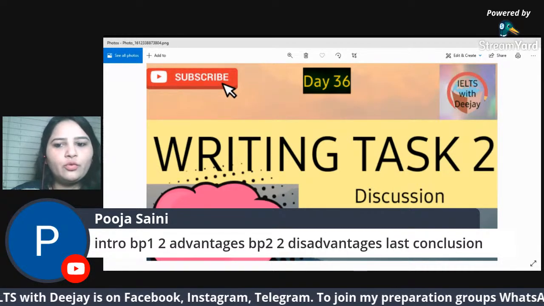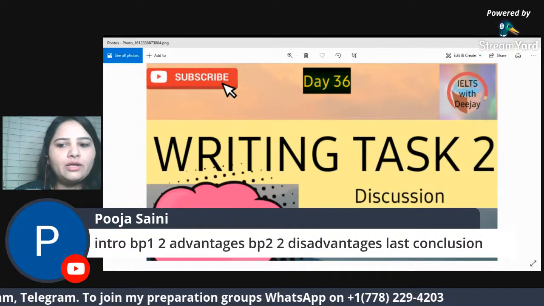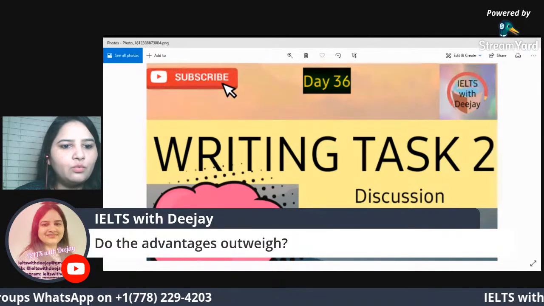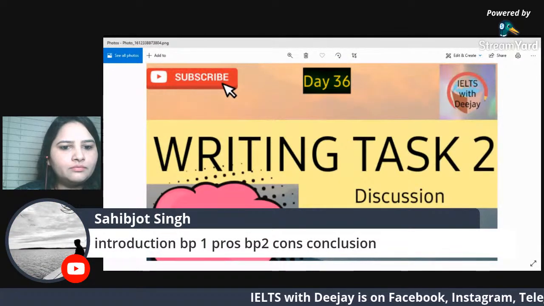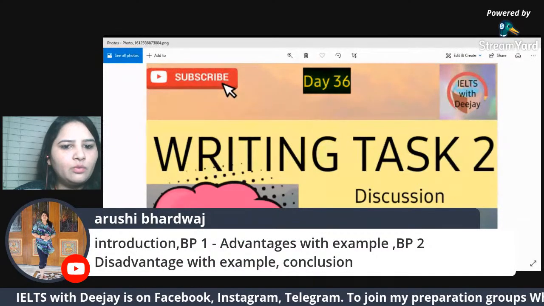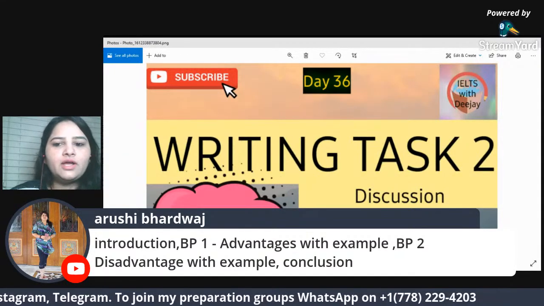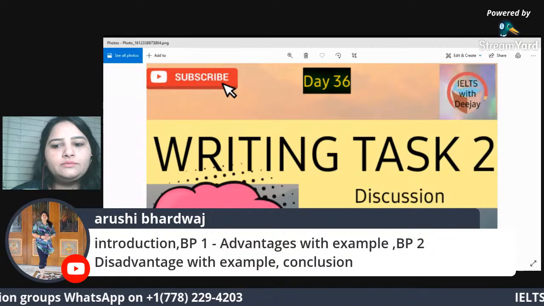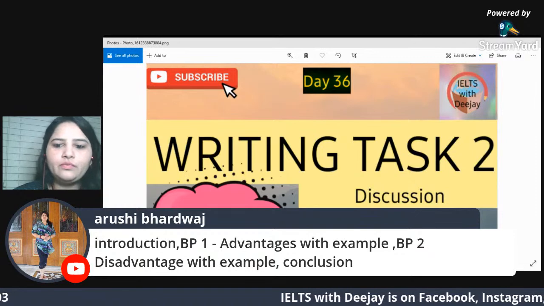What is the difference in this type of question? Why do we have two different types, like advantages and disadvantages, and do the advantages outweigh the disadvantages? Why do we write this one? Introduction, BP1 pros, BP2 cons, solution. Introduction, BP1 advantages with example, BP2 disadvantage with example. Check for the plurals. If they're asking for the advantage and disadvantage, you can write one only. When they're asking for the advantages and disadvantages, then you have to write two.